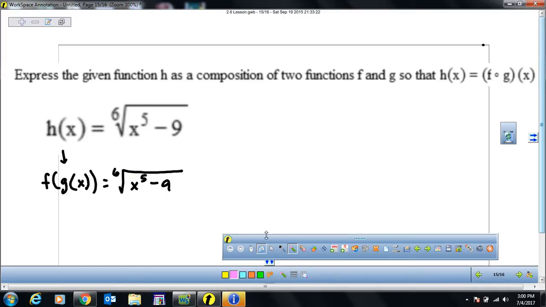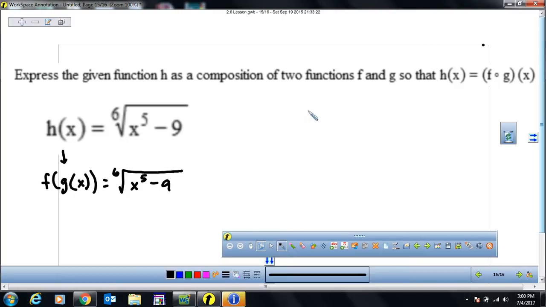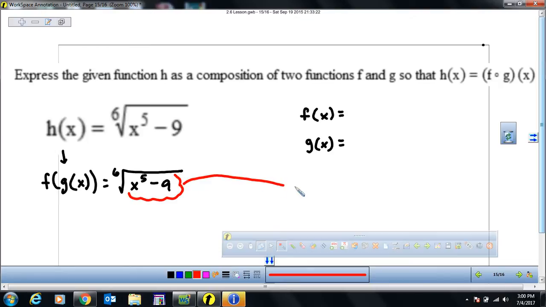We need to think of two functions, f of x and g of x, so that when I put the g of x into the f of x and I simplify it, it's going to give me this function back. Now, the simplest possible case is always going to be this: the whole inside of this function right here, because we're substituting g into f. That means that the whole inside of the function f of g is going to be g, because g of x is the one that we're replacing in. That's the easiest possible case of thinking about it.